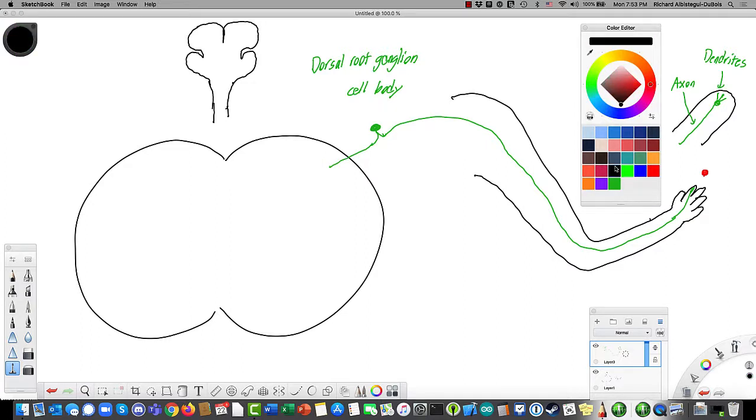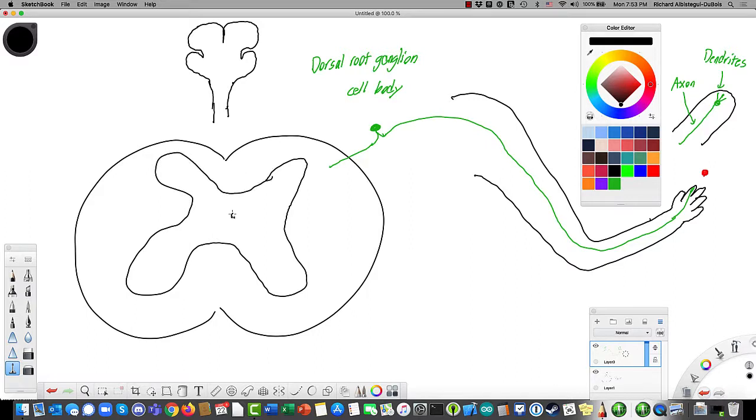Now, here in the spinal cord, we need to take a moment to sketch this out. We've got gray matter arranged kind of like this. So here's that central canal of the spinal cord. That's a terrible drawing, but it'll do for now.